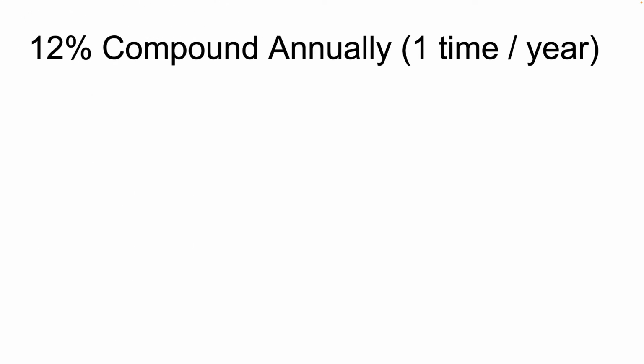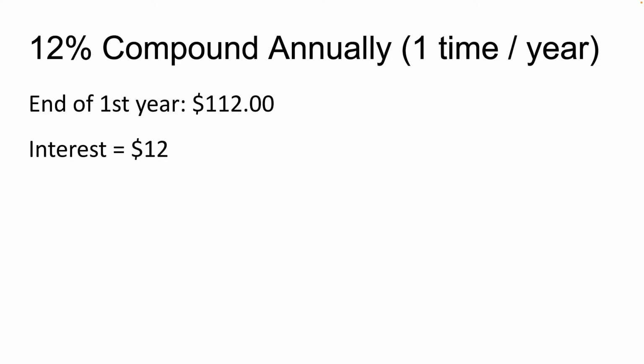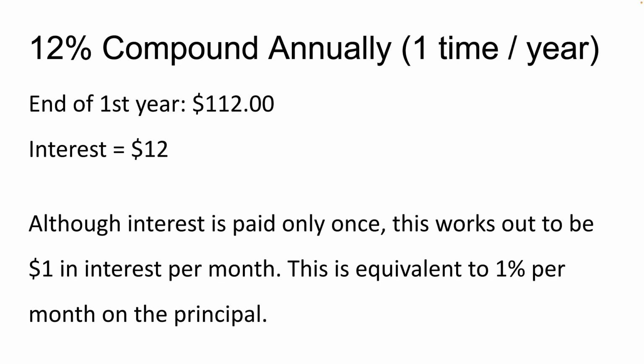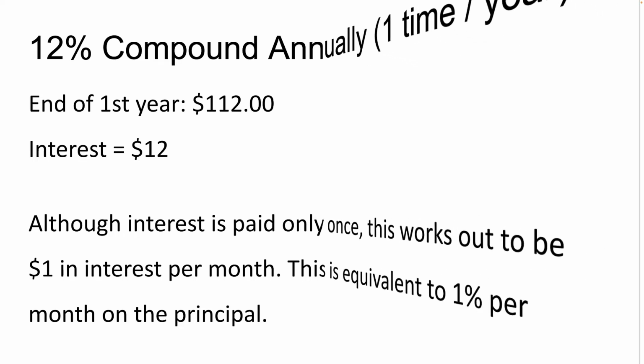In the account where 12% interest was compounded annually, or one time a year, at the end of our first year, we had $112 in the account, which means we earned $12 in interest. Although interest is paid only once, this would work out to be about $1 in interest per month, which would be equivalent to 1% interest per month on the principal. Keep in mind, interest is only paid one time in this account. I'm just saying it would be equivalent to 1% per month on the principal.